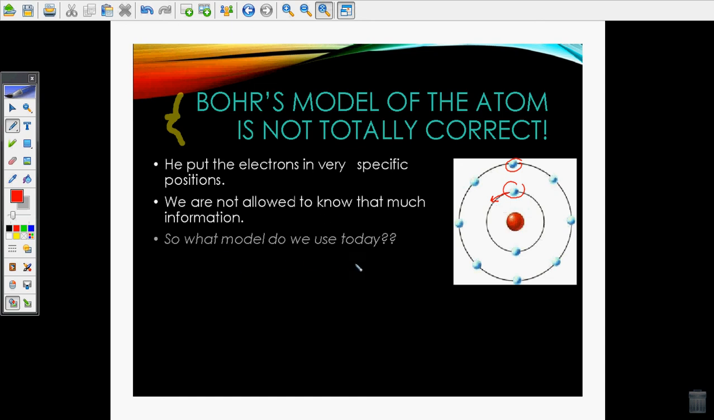So what model do we use today? Well, that's where we're going to go in our next lesson. We're going to talk about the quantum mechanical model and how it talks to us about a probability of where the electron is in the atom. It doesn't tell us exactly its position and momentum at the same time, but it is going to give us an idea or a probability of where the electron is in the atom.